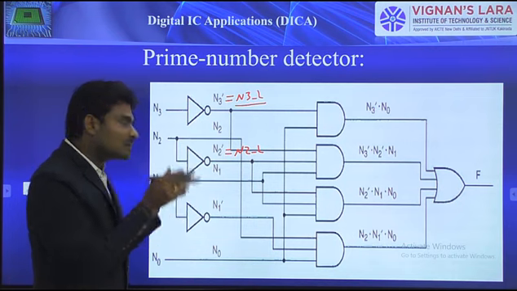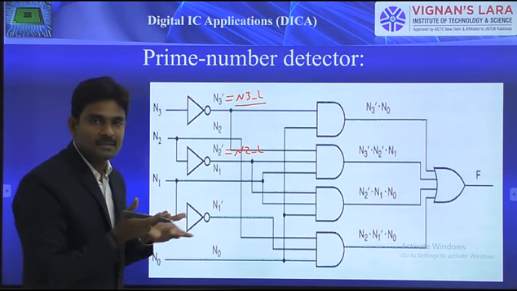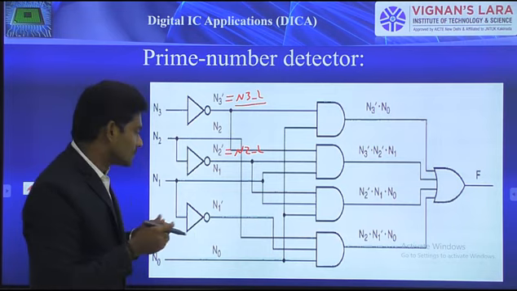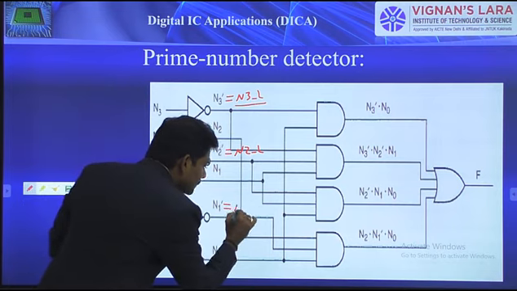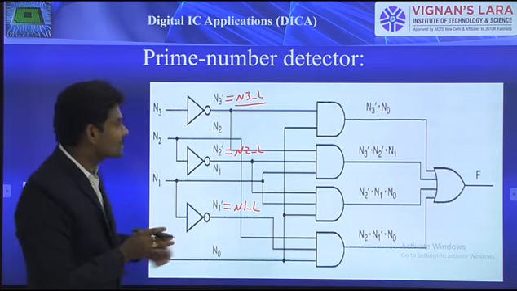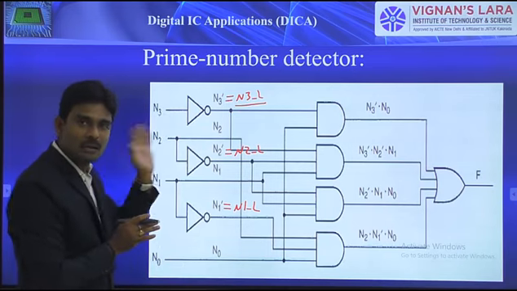N3 is nothing but N with the 3 beside it. N you can consider as either uppercase or lowercase, so that's not a problem. Then N1 bar we are indicating with N1_L. These are all the signal names that I mentioned, the output of the first level, that is, the inverter outputs.